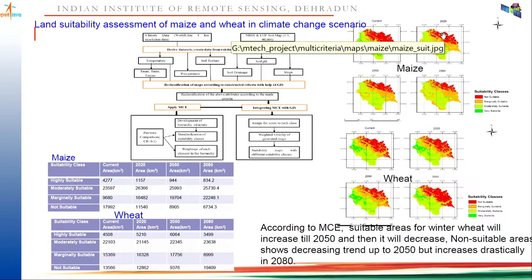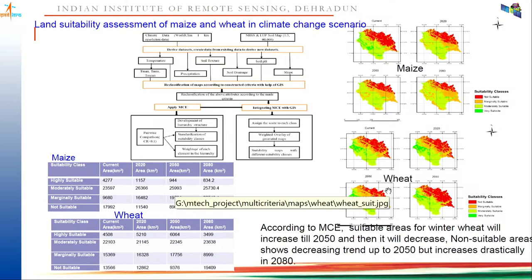Likewise, land suitability also in Himachal Pradesh: for wheat, the suitable area and non-suitable area show a decreasing trend up to 2050 but increase drastically in 2080. The suitable area for wheat crop will increase up to 2050, then it will decline. This shows that more significant warming will be there. It is going to affect the suitability of wheat cultivation in Himachal Pradesh or the mountainous ecosystem.